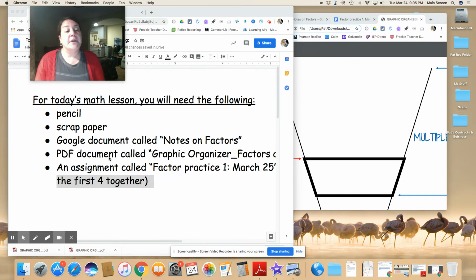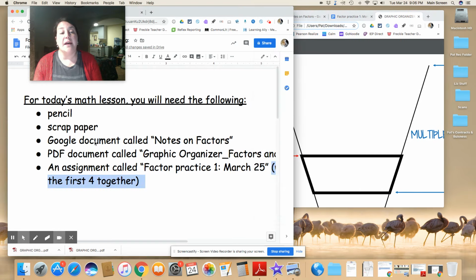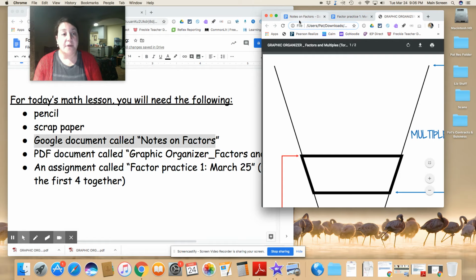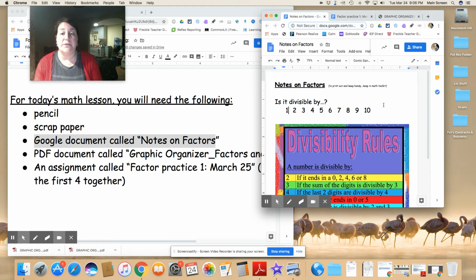Okay, and then we're going to be working with 3 documents today. I'm going to show you over here what those 3 documents are called. So you have a Google Doc called Notes on Factors. I have uploaded that into the math section in our Google Classroom, so you should be able to find it there. It looks like this. It says Notes on Factors, and it says is it divisible by, and it also has divisibility rules. It would be good if you could print this paper out because it'll be helpful for you and you can keep it in your math toolkit.